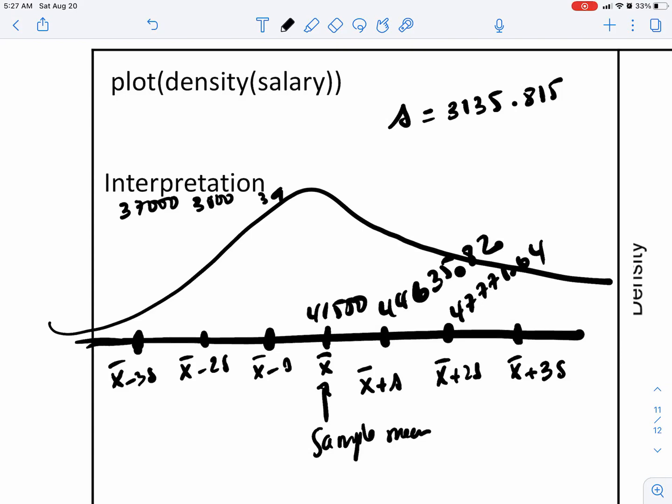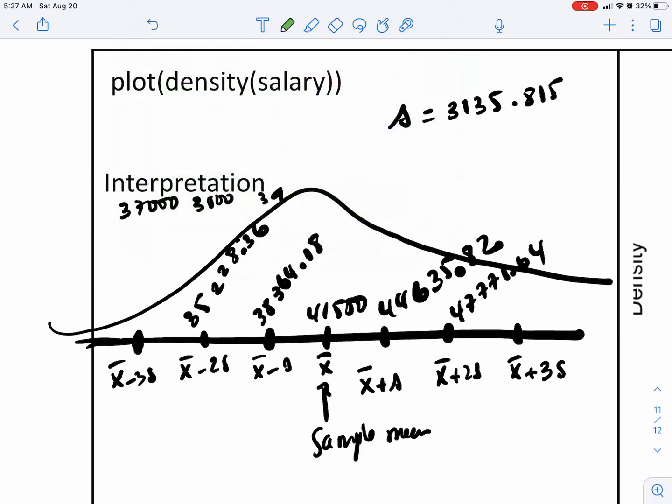41,500 minus 3135.82. This gives me 38,036.18. All right. Now let's do 3135.82, multiply that by 2, subtract it from 41,500. And this gives me about 35,228.36. So let's change pencil.